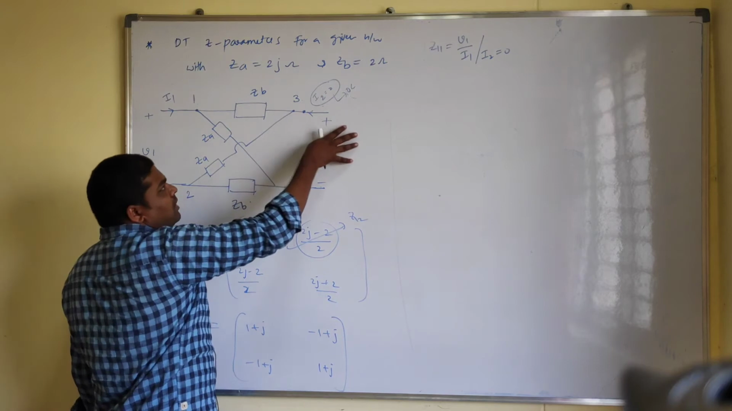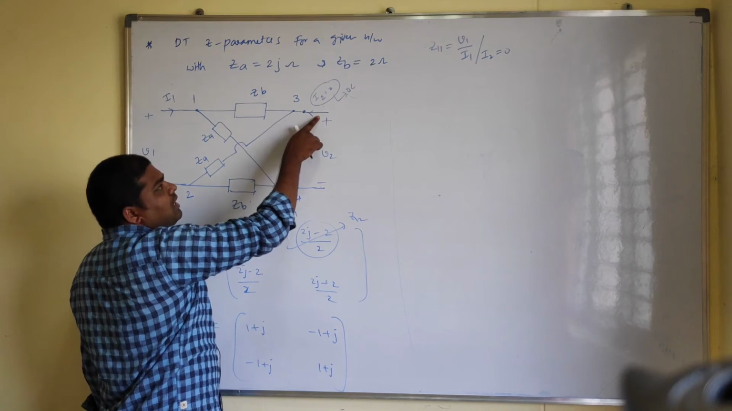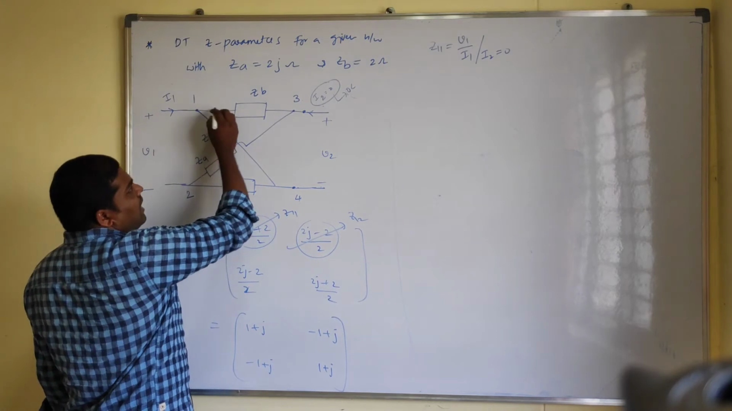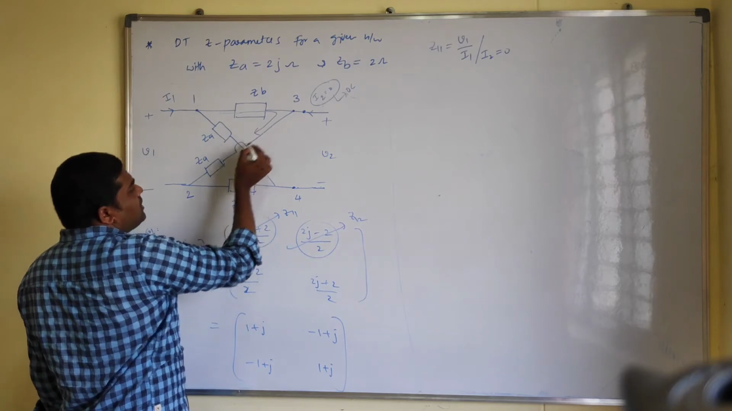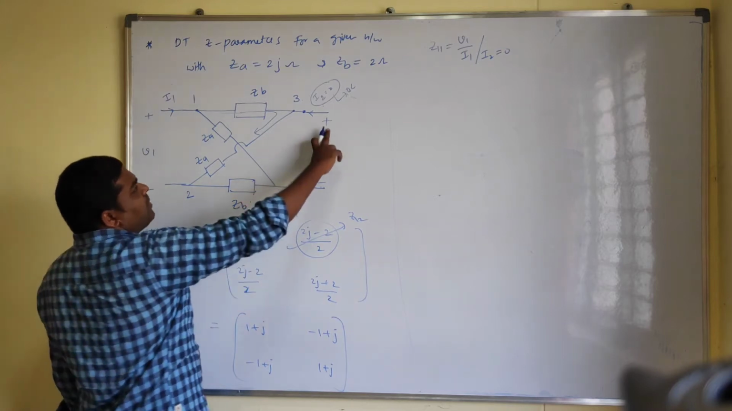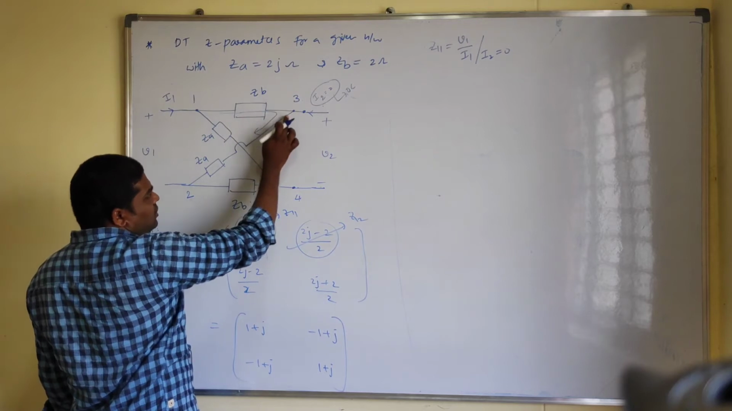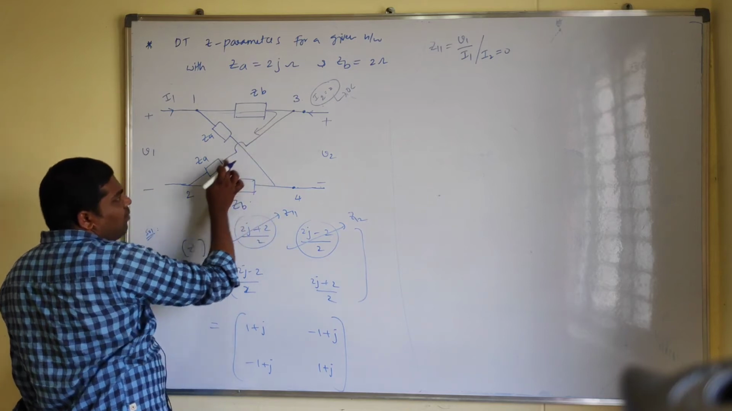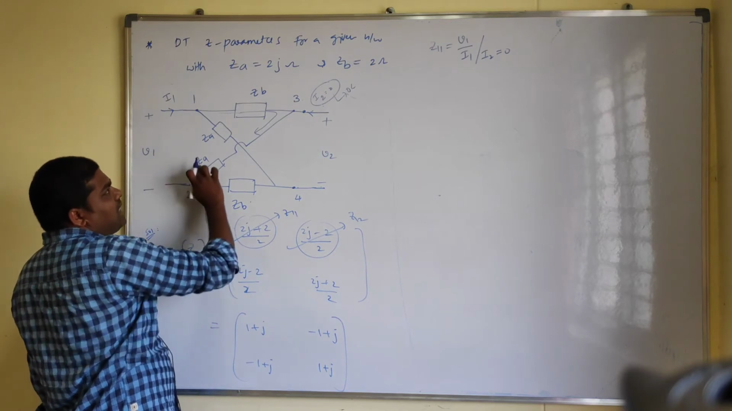Because of this open circuit, this current cannot move towards the V2 side. So whatever current we have in this branch, the same amount of current passes through this ZA branch. Because of this open circuit, there is no current flowing towards this side, so complete current passes through this terminal. That means we can consider this completely as one branch, having total impedance equal to ZA plus ZB.